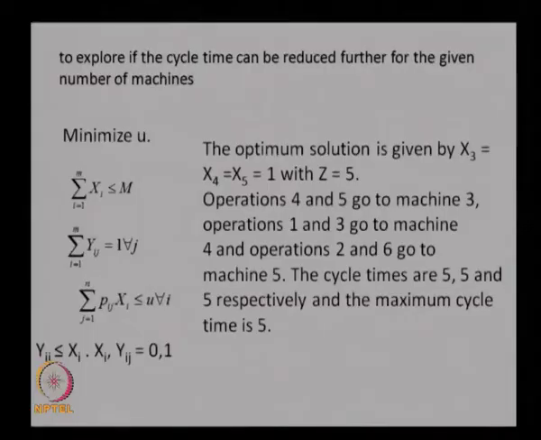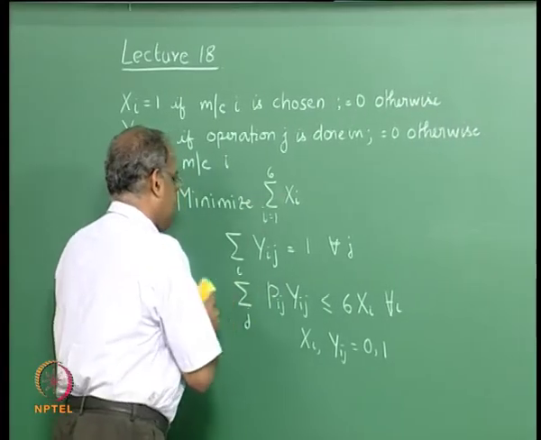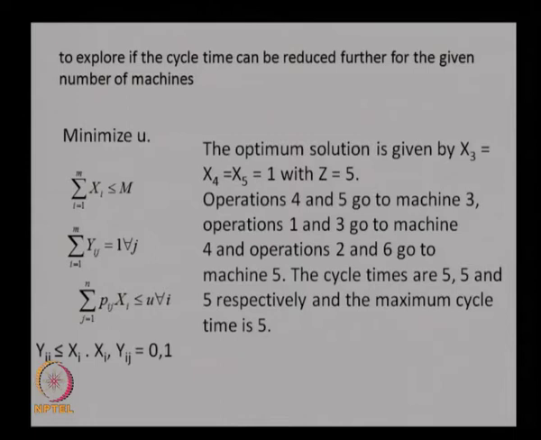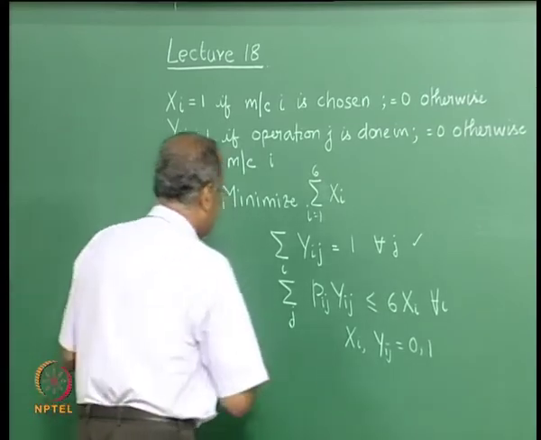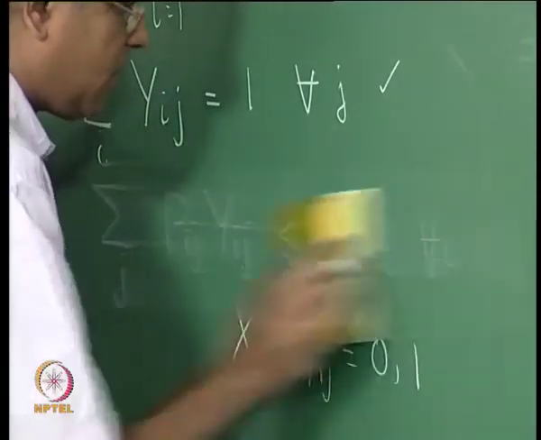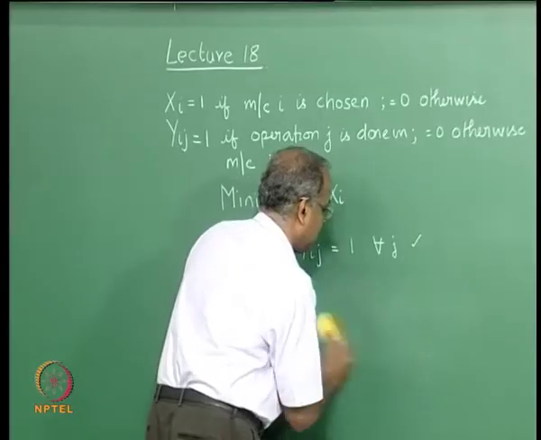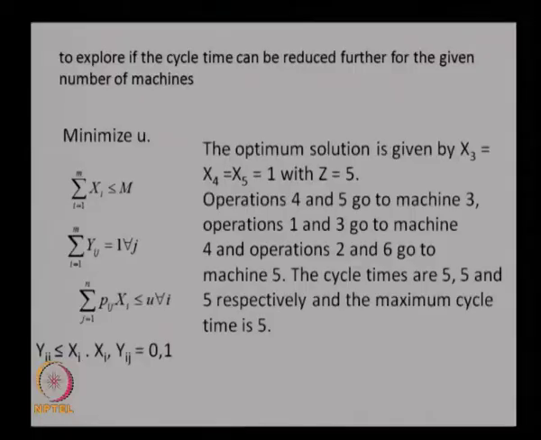So, if I do that, the formulation is given there. Now, sigma yij equal to 1 for every j. Now, this means every operation is assigned to only one machine.